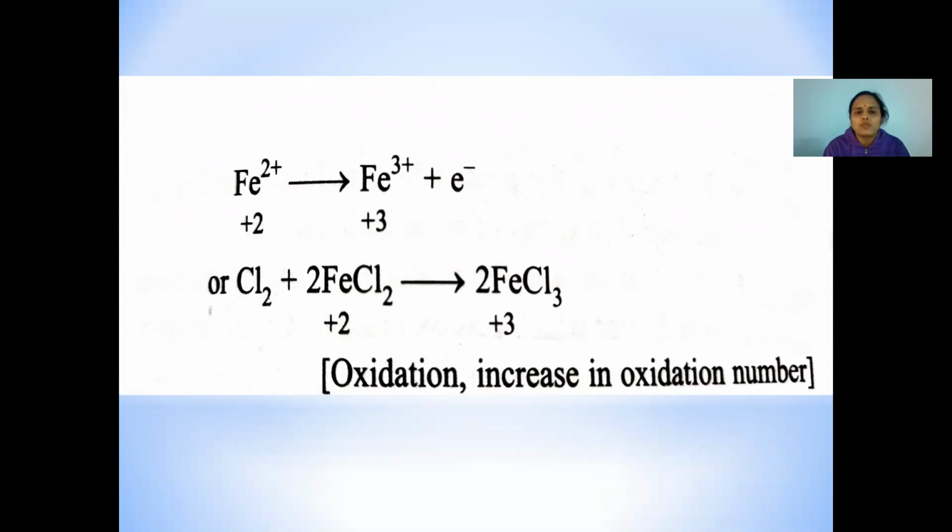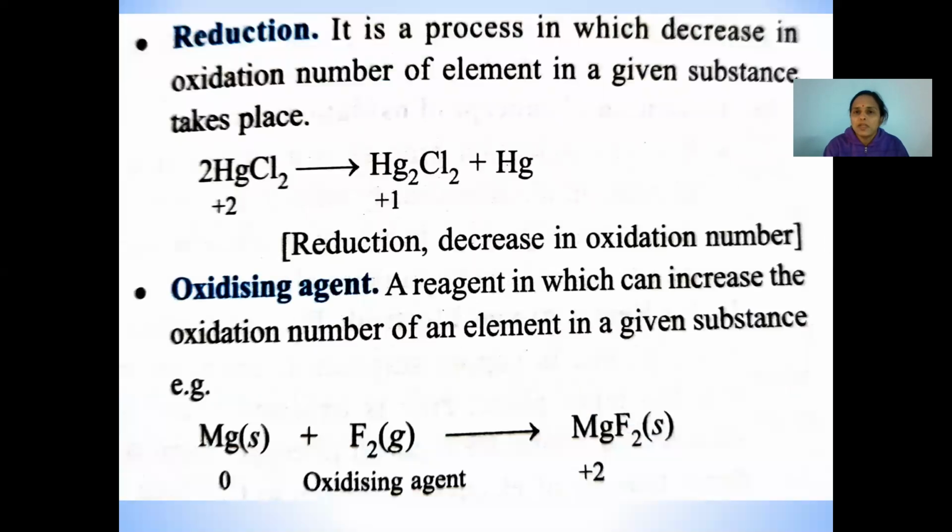Similarly, chlorine reacts with 2 moles of FeCl2, where iron is present in +2 state, and goes to 2 moles of FeCl3. So iron here is present in +3 state. So increase in oxidation number is a case of oxidation. Similarly, reduction is a process in which there is a decrease in oxidation number of an element in a given substance. Example, 2HgCl2 gives Hg2Cl2 plus Hg.